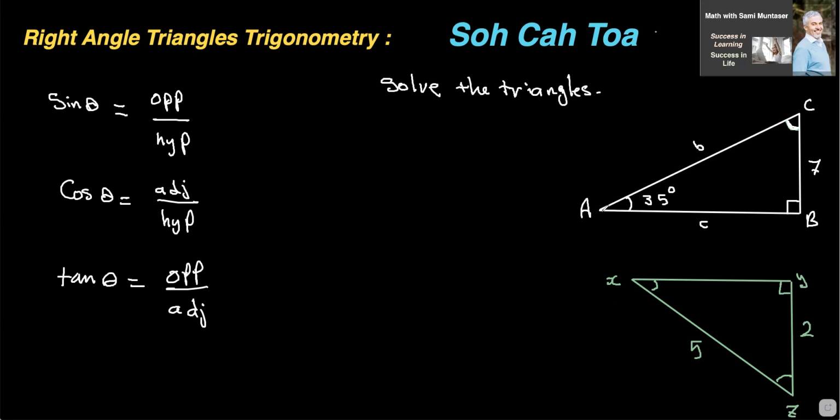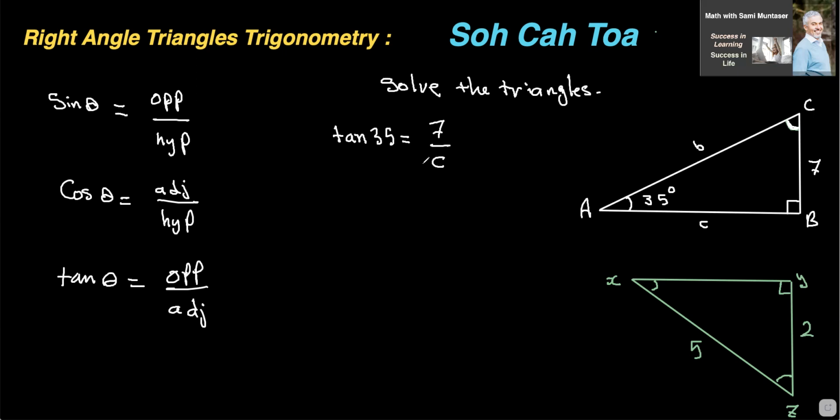So if I want to find the length of c, now I look at this angle here. Now the unknown c with respect to this angle is adjacent. And what we are given, the 7, is opposite. So the function that involves opposite and adjacent is tangent, because tangent, Toa, means opposite over adjacent. So to find c, I'm going to go tan 35 equals opposite, which is 7, over adjacent, which is c.